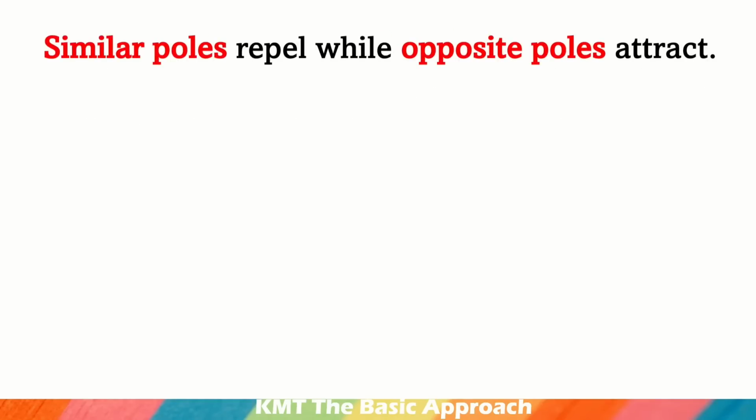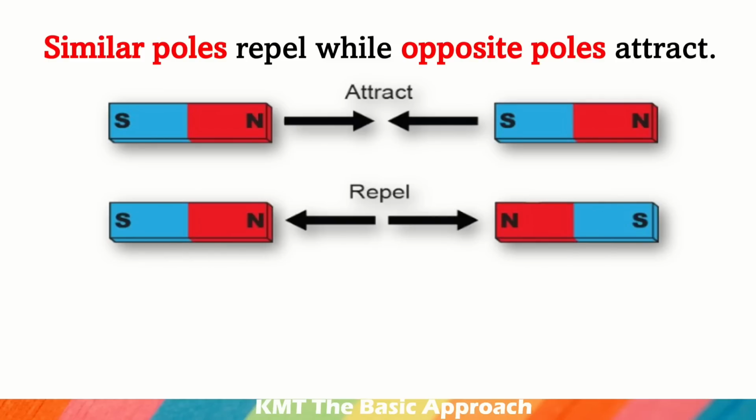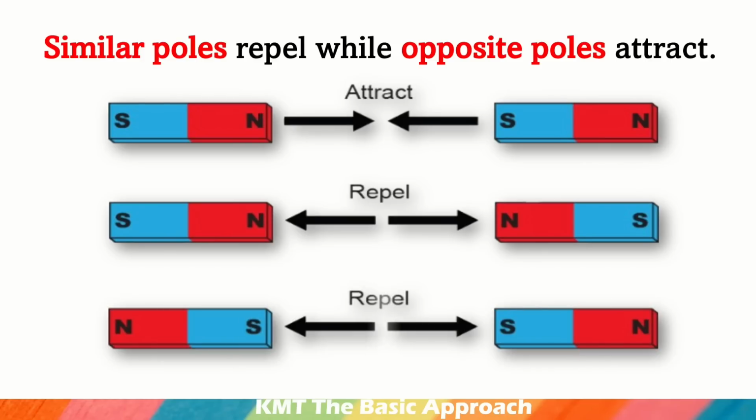Similar poles repel while opposite poles attract. For example, north and south poles will attract. North and north poles will repel. Similarly, south and south poles will repel.